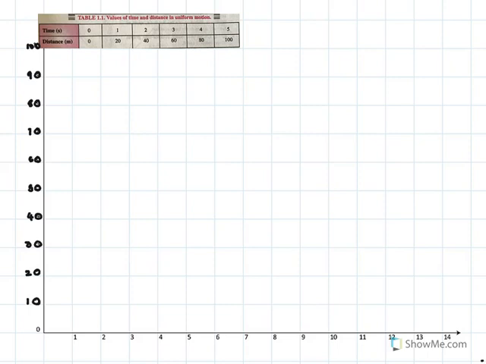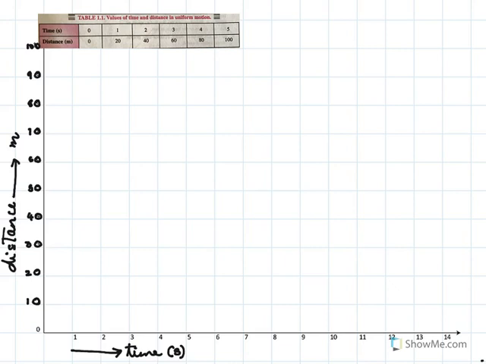Here we're going to draw the distance time graph of a moving body. Along the x-axis we take the time, so this is the x-axis, and here we will plot the time in seconds, and the distance we take along the y-axis, and there we will plot the distance in meters.